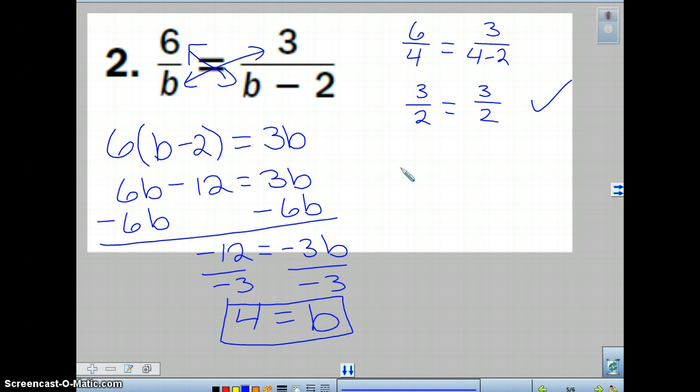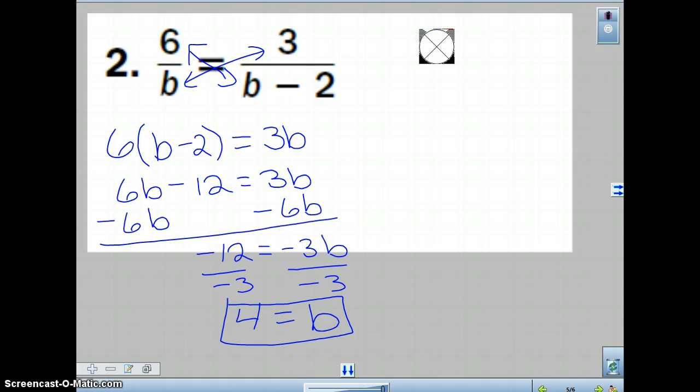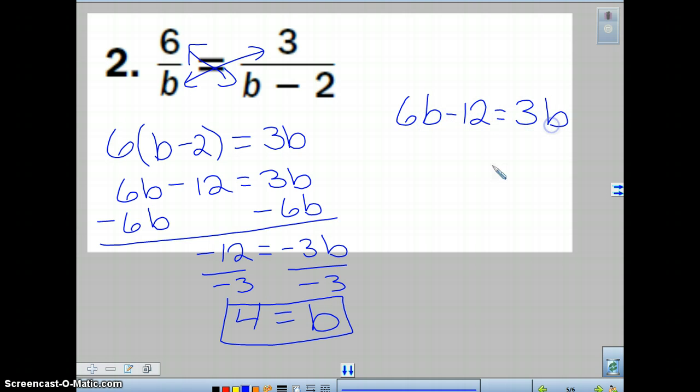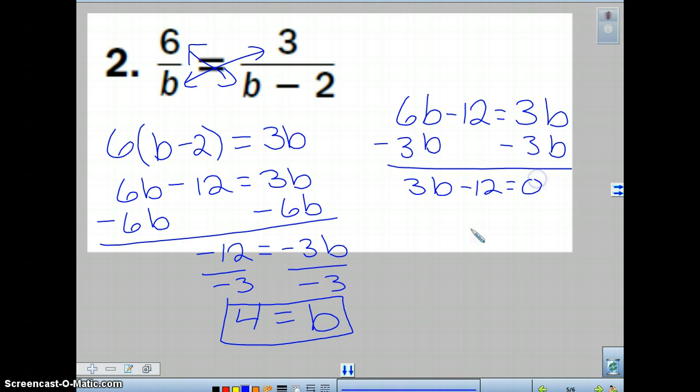All right. One of the questions that we've had in class from a few people is, how do you know which side you need to move things to? And it really doesn't matter. Once you get to this, I'm going to rewrite that. 6b minus 12 equals 3b. And before I moved the 6b to the other side, this time I'm going to move the 3b over. I'm going to go minus 3b minus 3b. And that's going to give me 3b minus 12 equals 0.